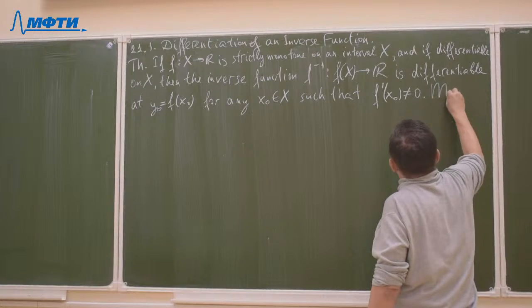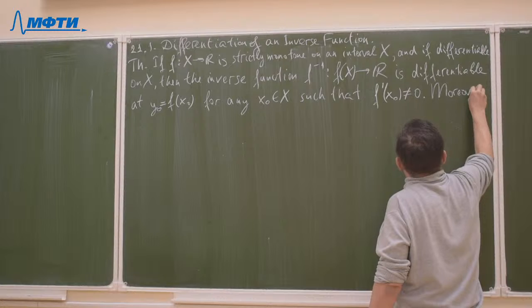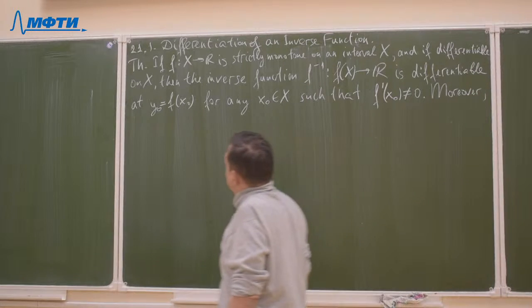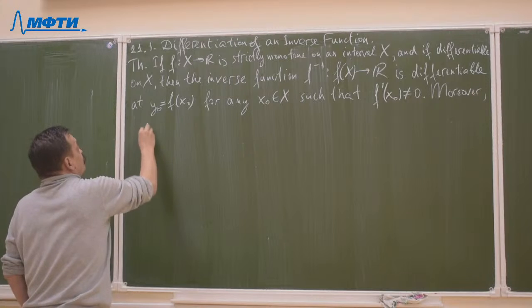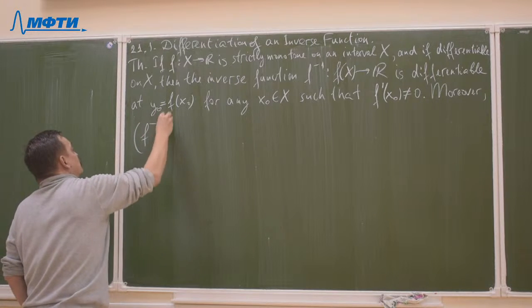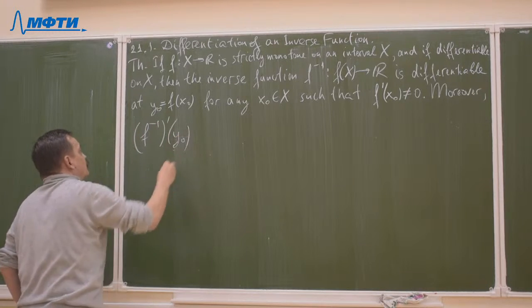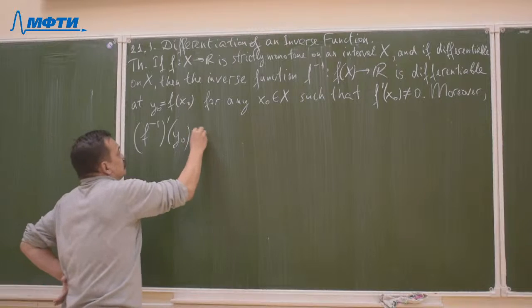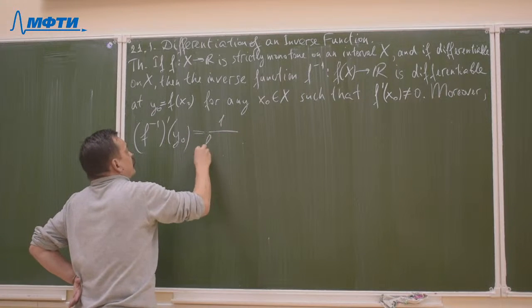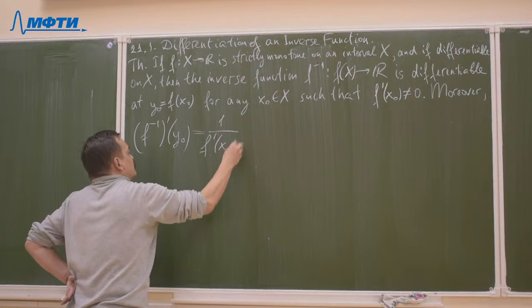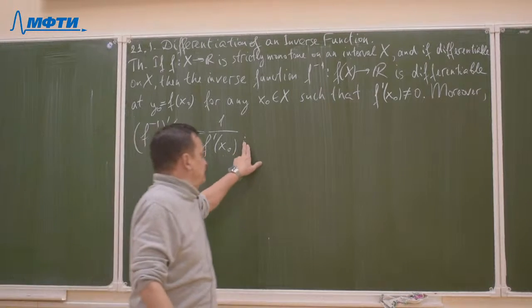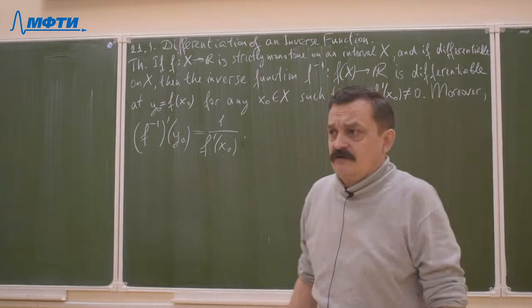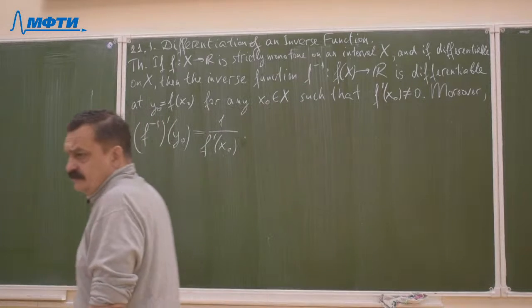Moreover, f minus 1 prime at y naught equals to 1 over f prime at x naught. That is the relation between derivatives of the function and its inverse.